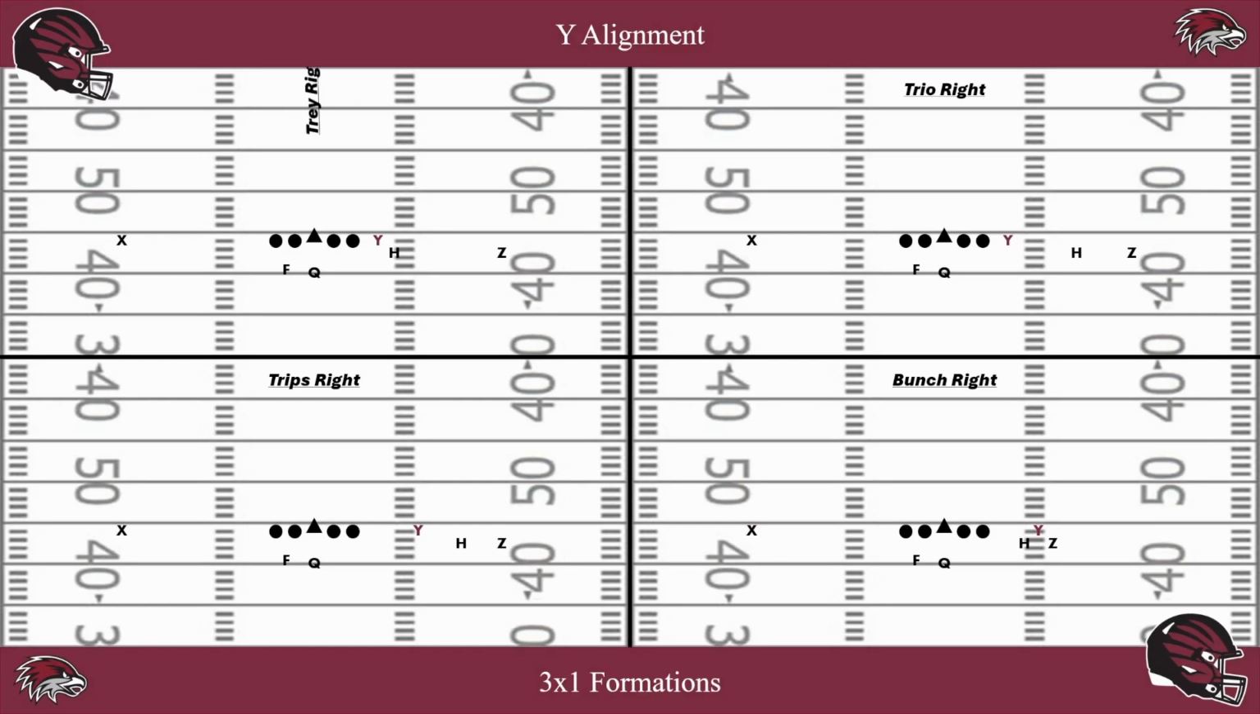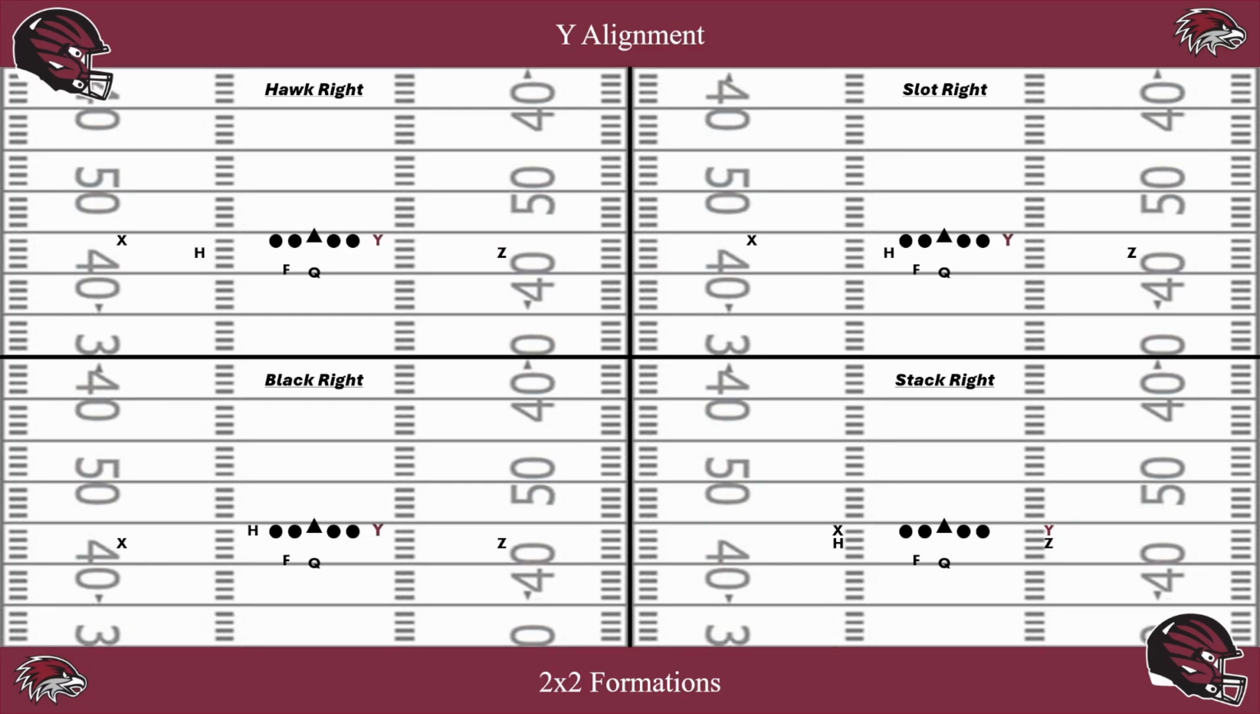In tray, the Y aligns as a tight end to the call side. In trio, the Y also aligns as the tight end to the call side. In trips, the Y splits out in a wide receiver stance. And in bunch, the Y is the point man for the bunch, once again in a 2-point wide receiver stance.